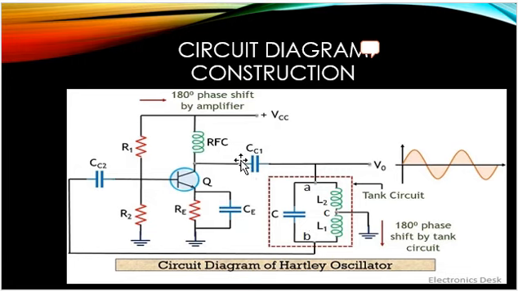Next we talk about the capacitors. CC1 and CC2 are nothing but the coupling capacitors. The output of the tank circuit is fed back to the CC2. Okay, next is CE, that is the bypass capacitor, and RE is nothing but the biasing resistor.